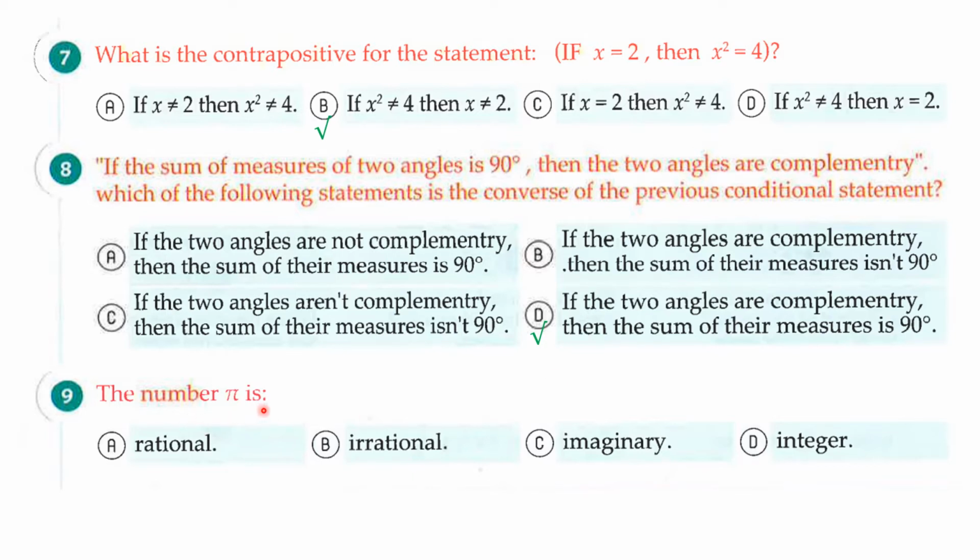Number 9, the number pi is. Do you remember these? Do you remember the Venn diagram? The number pi is an irrational number because it's an endless decimal, a non-stopping decimal. So it's not rational, it's not imaginary, and it's not an integer. It's an irrational number, which we abbreviate as I.